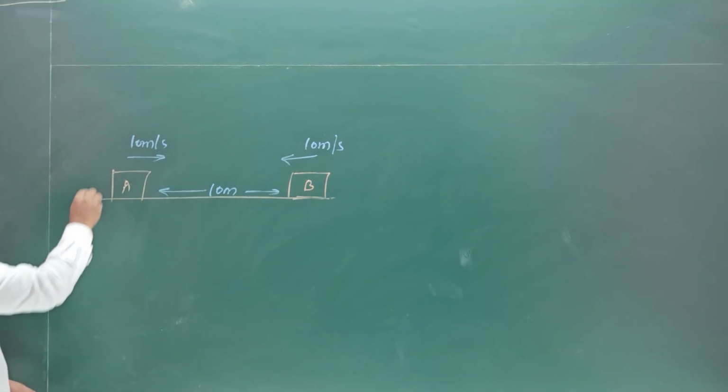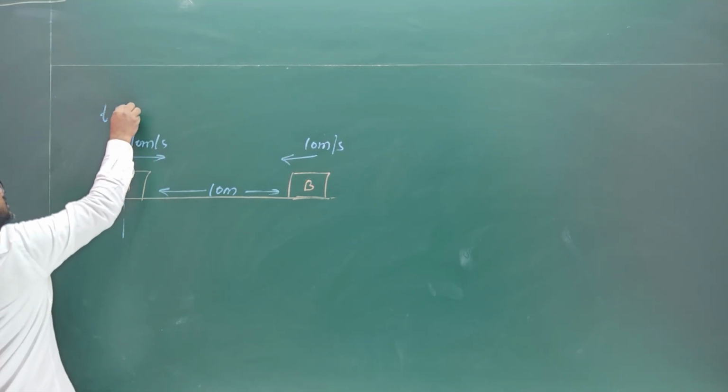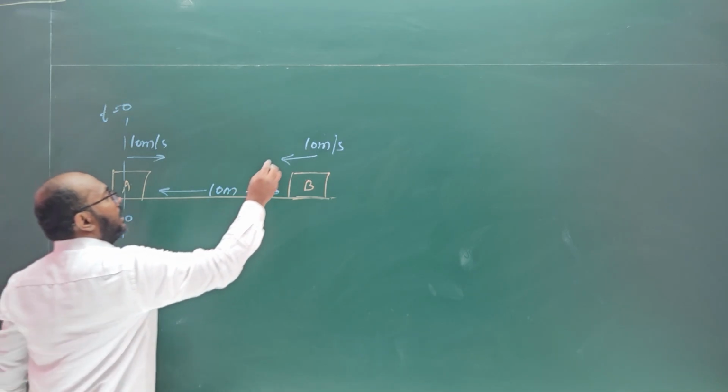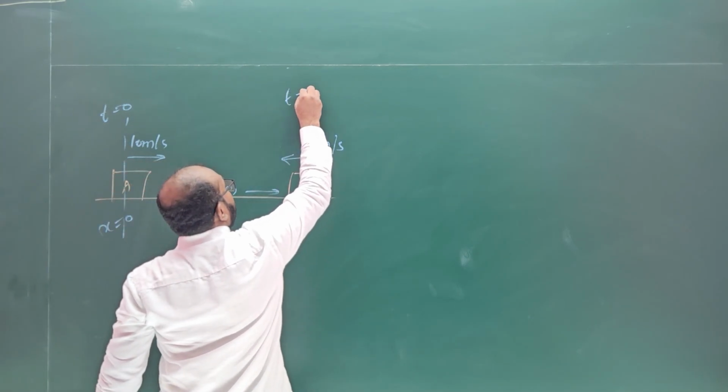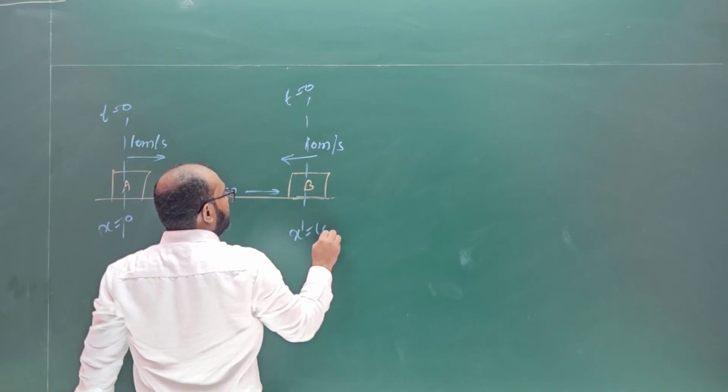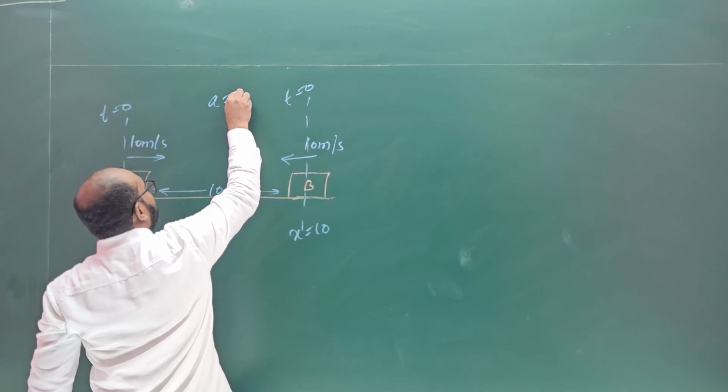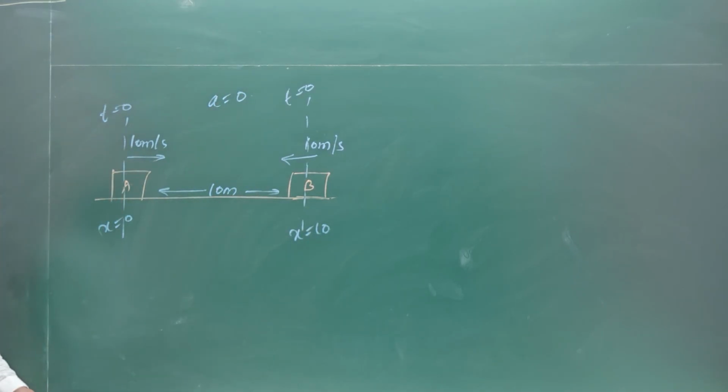Okay. Initially, the body is at t = 0, this x is 0, and similarly at t = 0, this body is at x = 0. Again, acceleration in this case is 0. Okay, no acceleration, the bodies are moving with constant velocity.